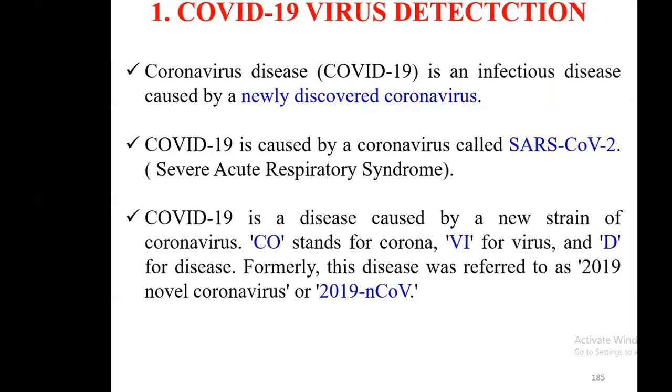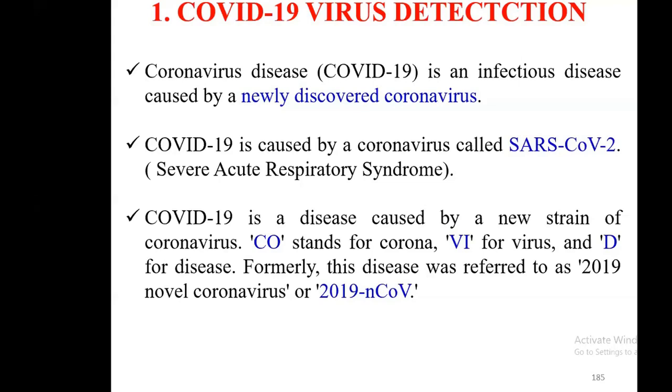COVID-19 virus detection application we have executed. COVID-19, CO stands for corona, VI stands for virus. My dear students, can anybody expand virus? Vital Information Resource Under Siege. That is called virus. There are many viruses coming these days.